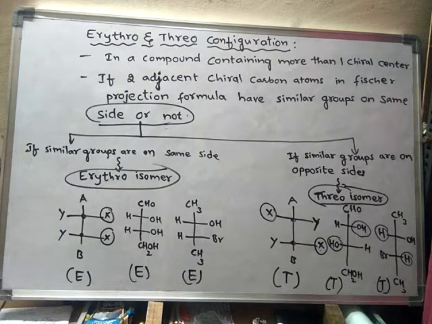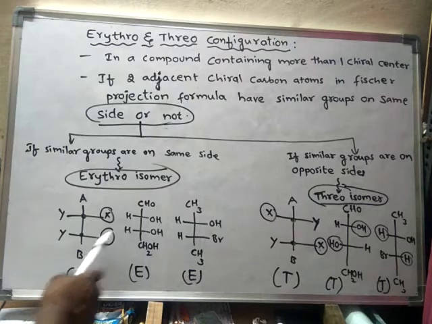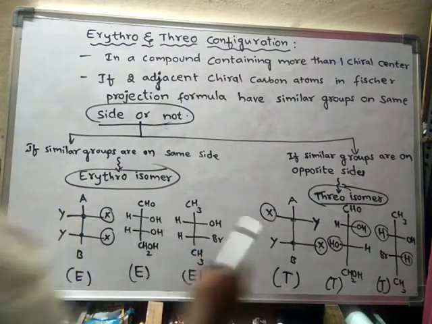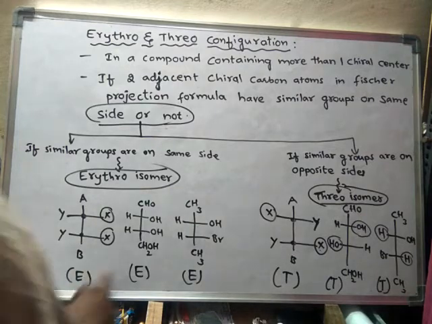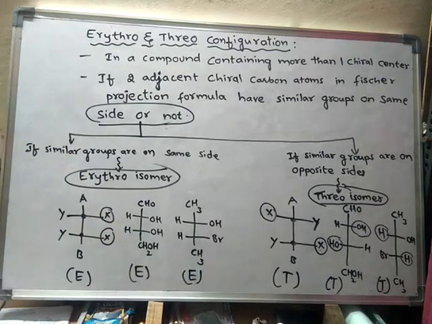Actually, erythro and threo, for example, these two are not mirror images. Remember that erythro and threo are not mirror images; they are non-mirror images, and they are simply said to be diastereomers. Erythro and threo isomers, they are not mirror images, they are diastereomers. Okay, right.